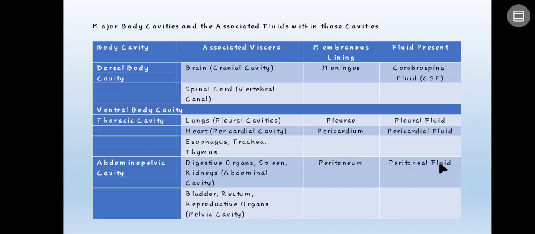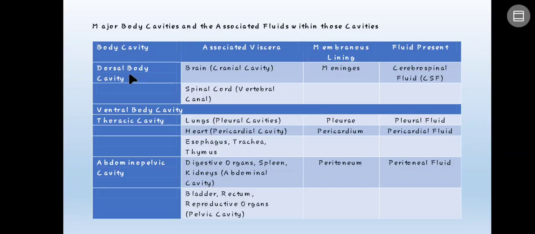Okay, so anywhere you hear peritoneal fluid, link it to peritoneal cavity. And peritoneal cavity is within the abdominal cavity, which is part of the abdominal pelvic cavity, which is under ventral body cavity. Okay, so this is it for human body cavities.